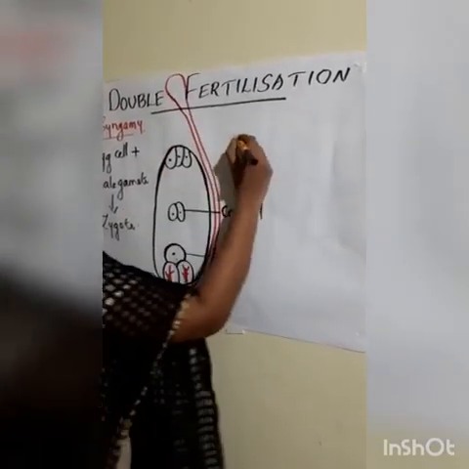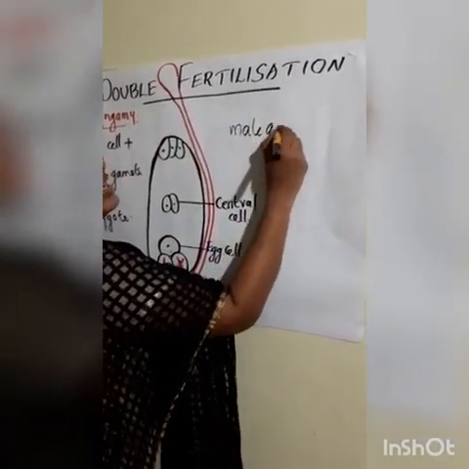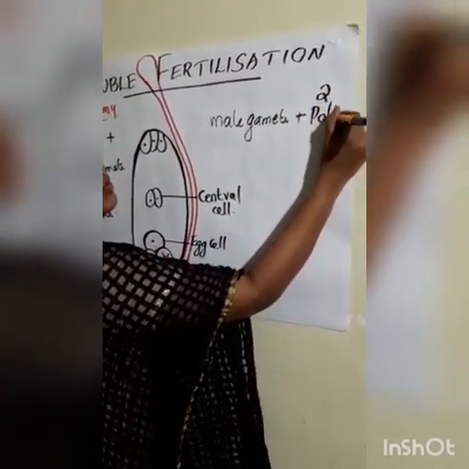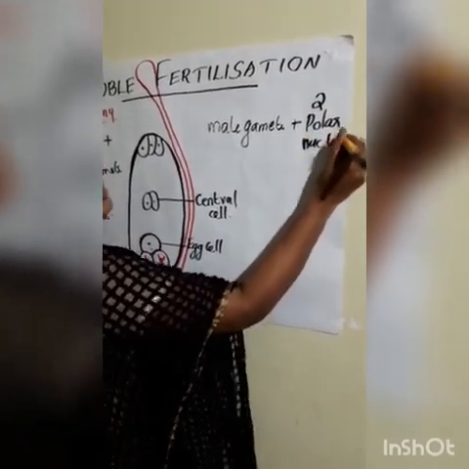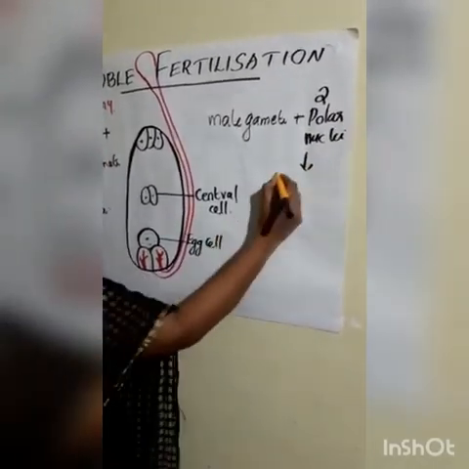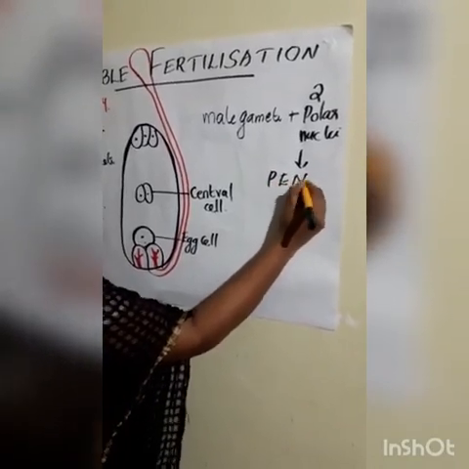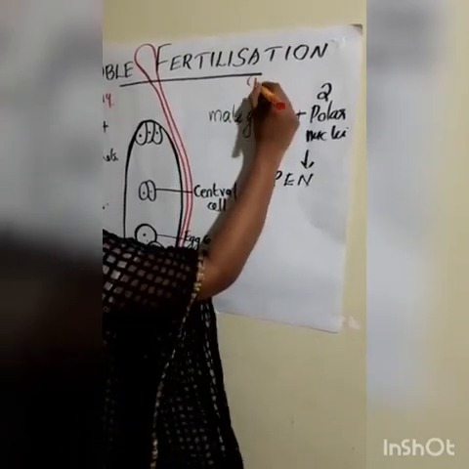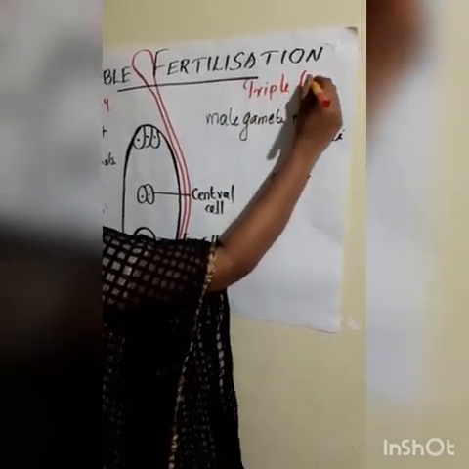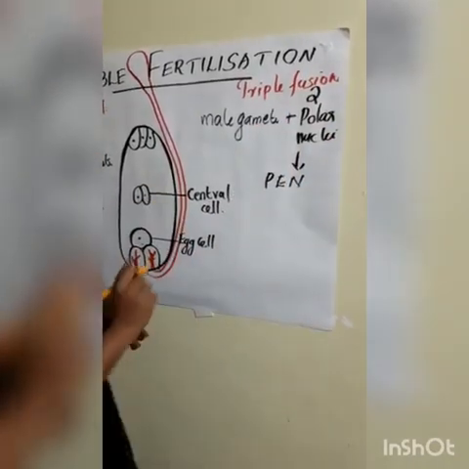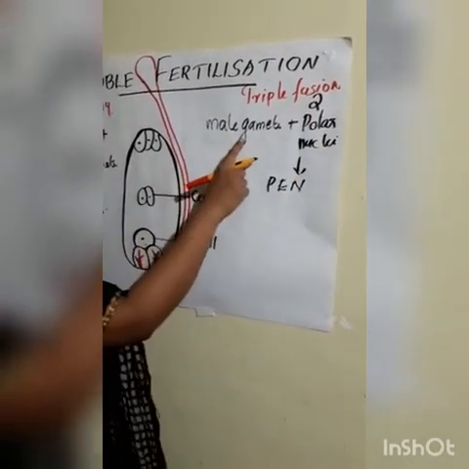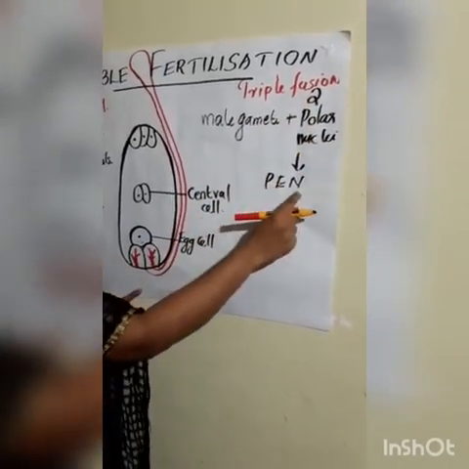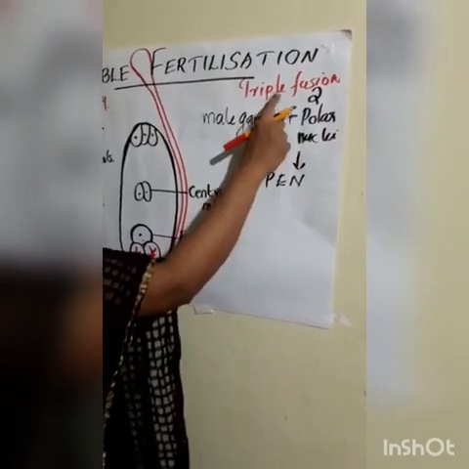The remaining one male gamete moves towards the central cell and combines with the two polar nuclei located in the central cell and produces the primary endosperm nucleus, PEN. This process is termed triple fusion. Children, why is this process termed triple fusion? One nucleus present in the male gamete combines with two polar nuclei and produces PEN. That's why this process is termed triple fusion.